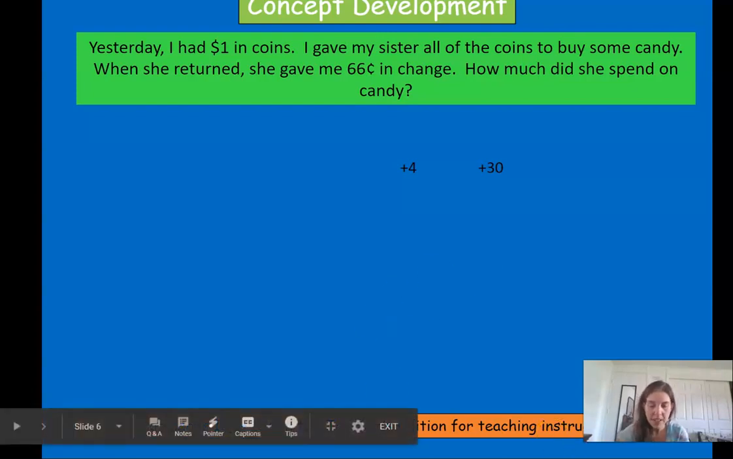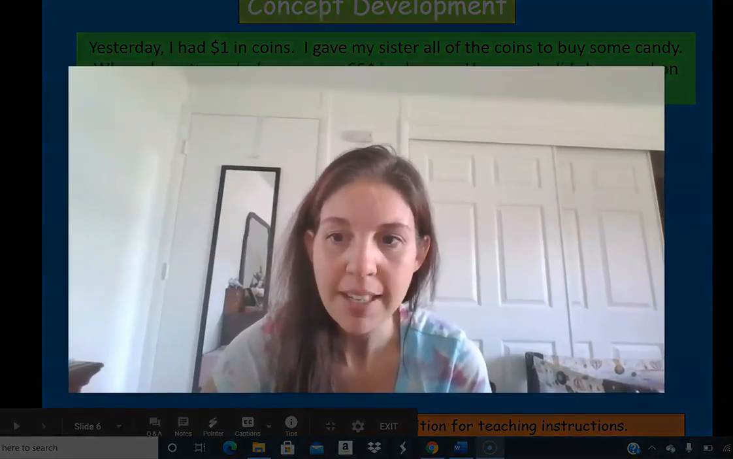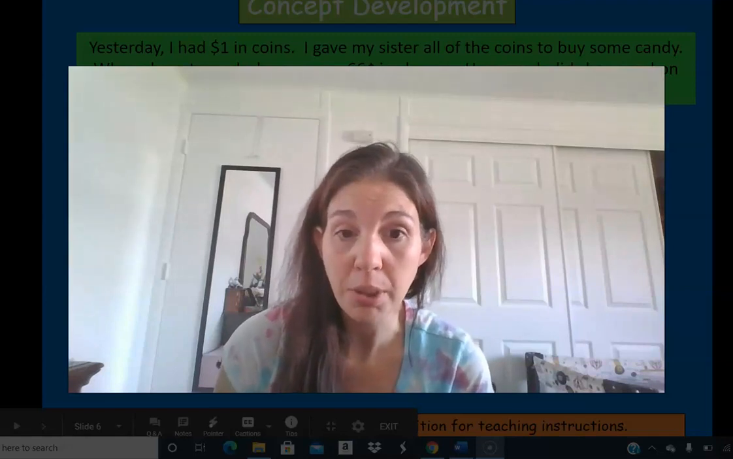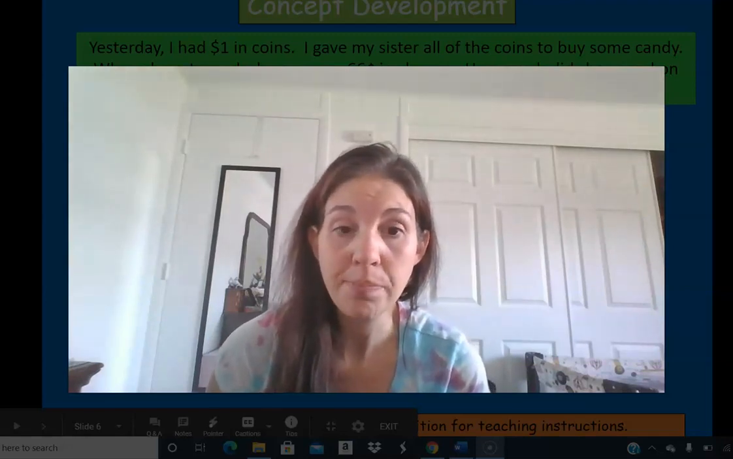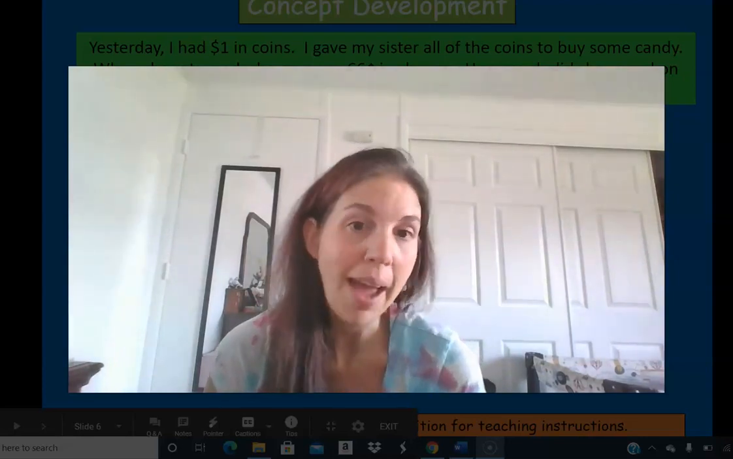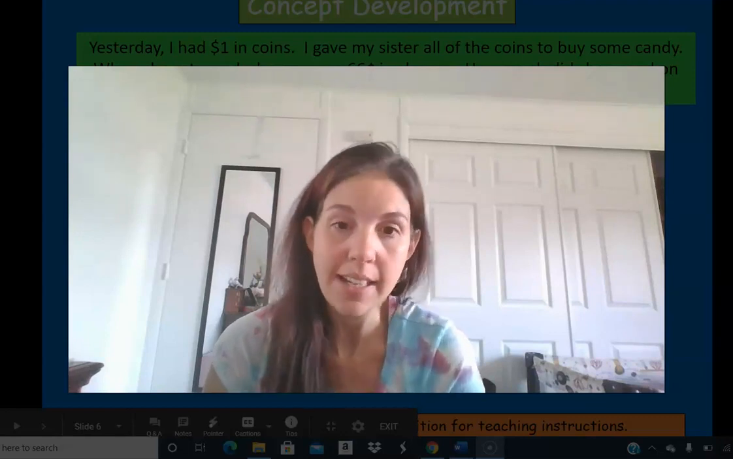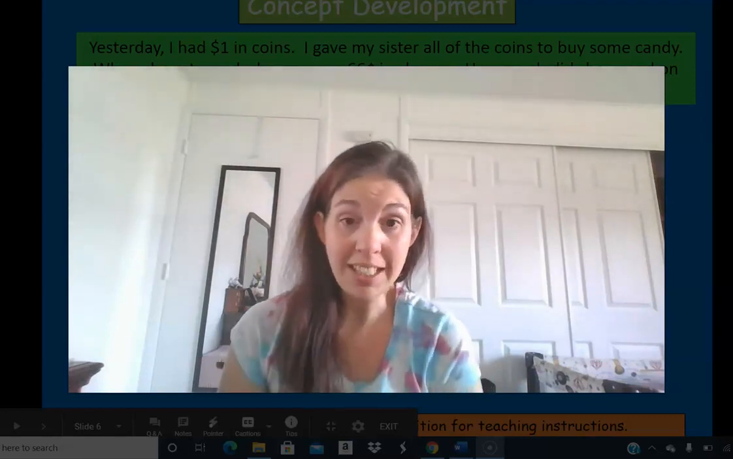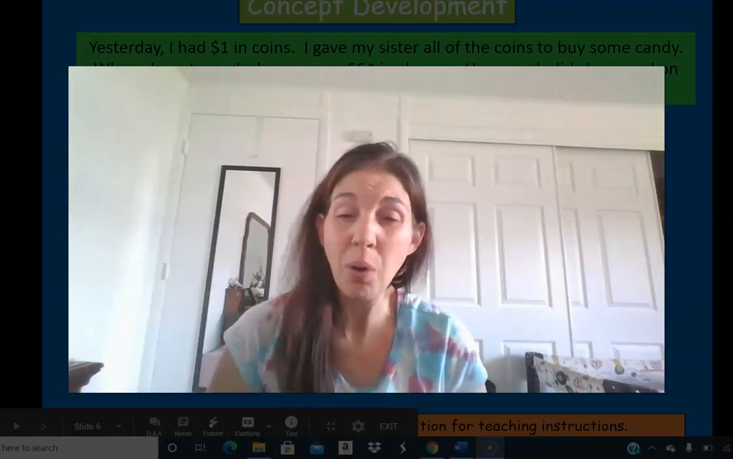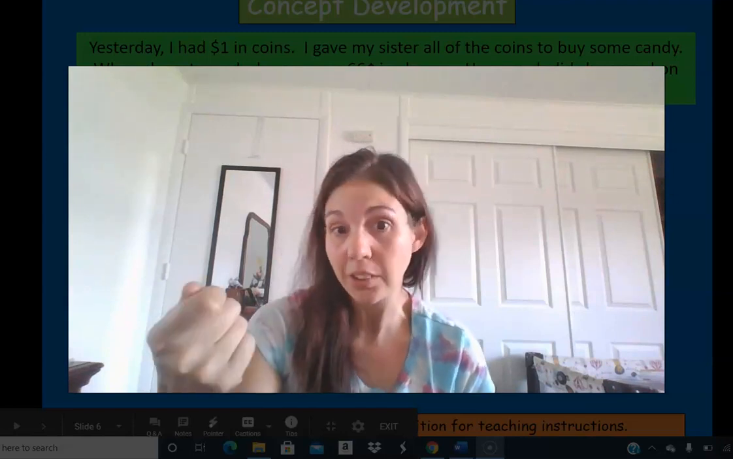Before we try to solve this problem, I want to make sure that you understand what the word change means. When you go to the store and you want to buy, let's say, a pack of gum, and the clerk says, okay, that will be 28 cents, you can either count out exactly 28 cents, or if you don't have the exact amount, you can give them $1.